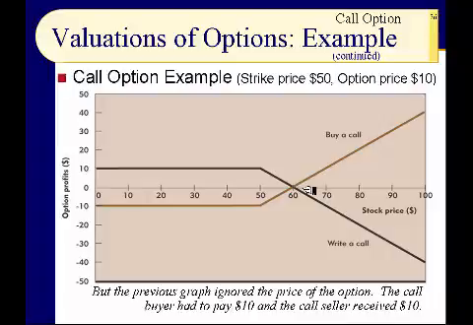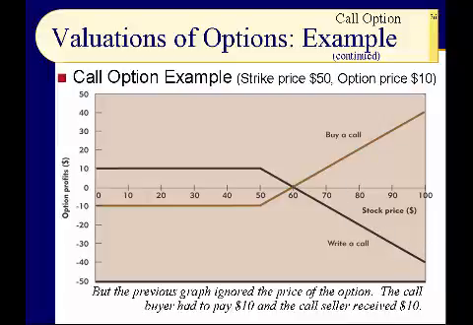So the previous graph ignored the price of the option. But let's say the option was priced at $10. The call buyer had to pay $10. The call seller received $10. So if you're the buyer, you have to have the price of the security go over the strike price by the price of the option. And that's called your break-even point. And once you've hit the break-even point, now the call buyer starts to make money on the transaction, and the call seller starts to lose money.